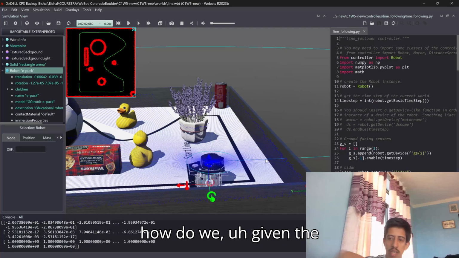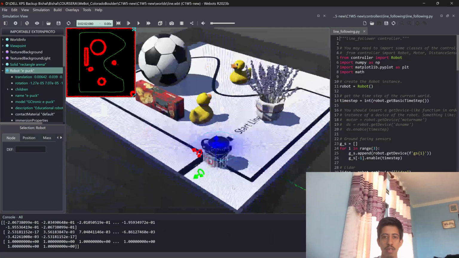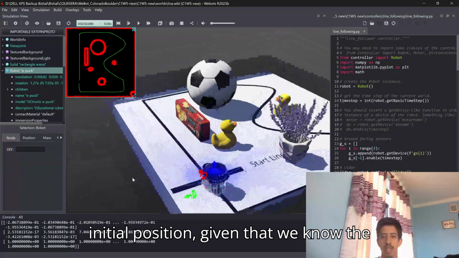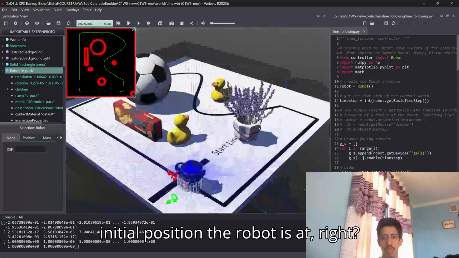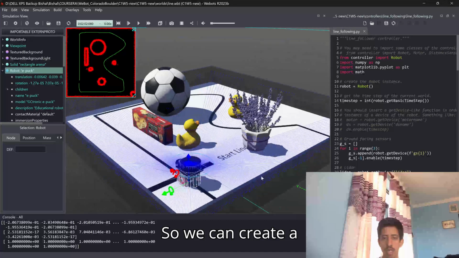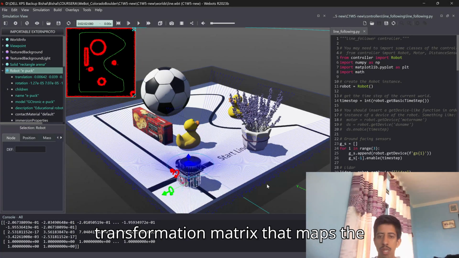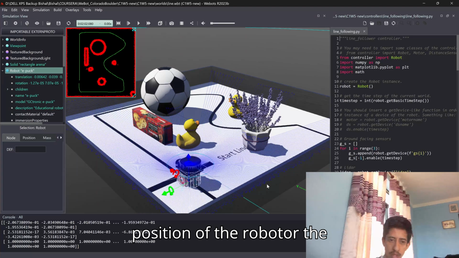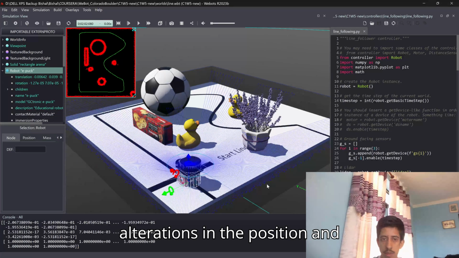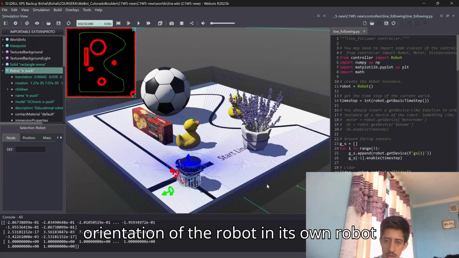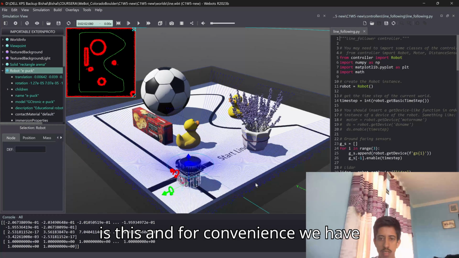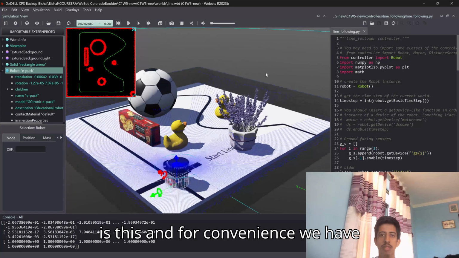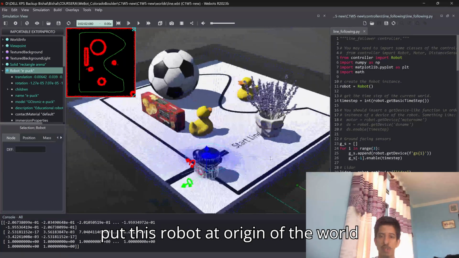So how do we, okay, given that we know the initial position the robot is at, we can create a transformation matrix that maps the alterations in the position and orientation of the robot in its own robot frame to the world frame. The world frame is this, and for convenience, we have put this robot at the origin of the world frame.